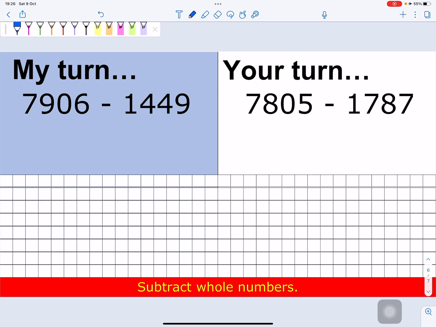In these examples, the process is the same, we just have some bigger numbers to deal with. We have thousands, hundreds, tens and units on both of our numbers. We need to make sure that they are all lined up as they should be. 7,906. We are subtracting 1,449.